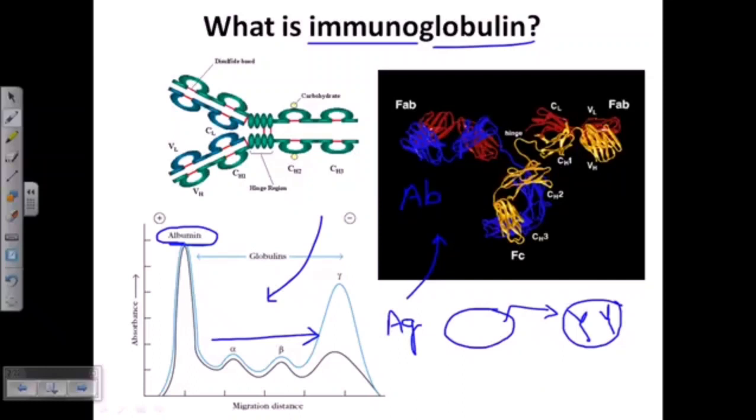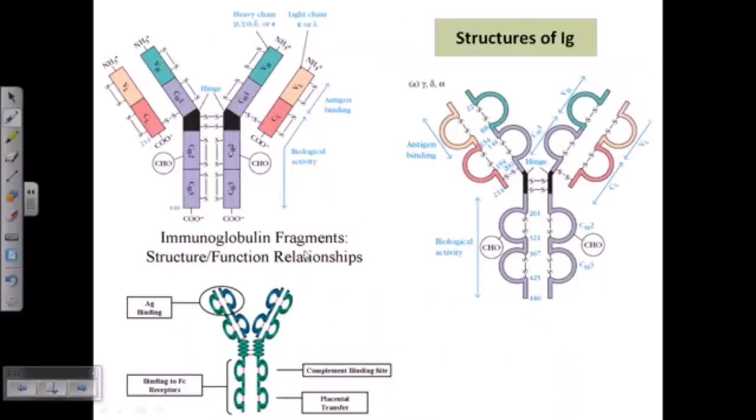sequences or amino acid sequences that make this immunoglobulin. And we can also see there is a presence of carbohydrates. So now let's look at the detailed structure of this immunoglobulin. Now if you look at the structure, it is made up of several different parts.